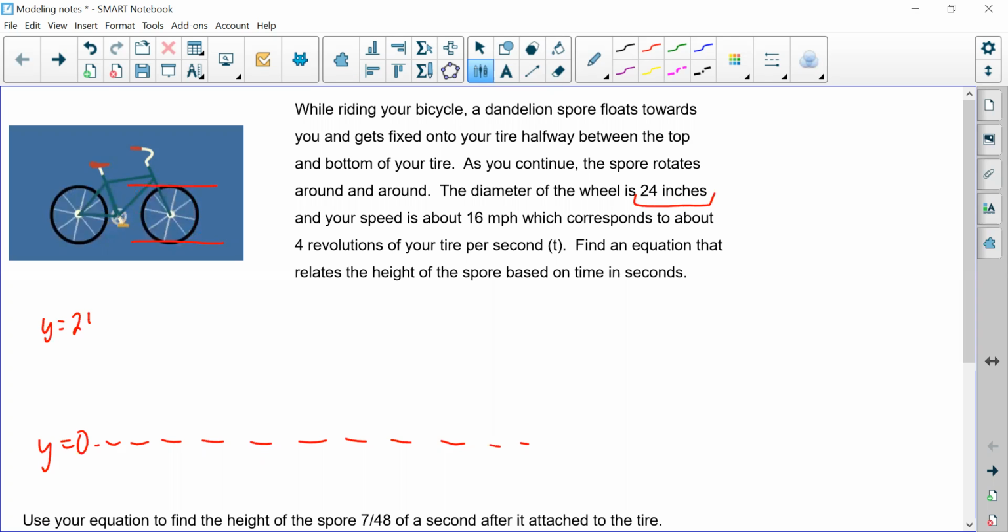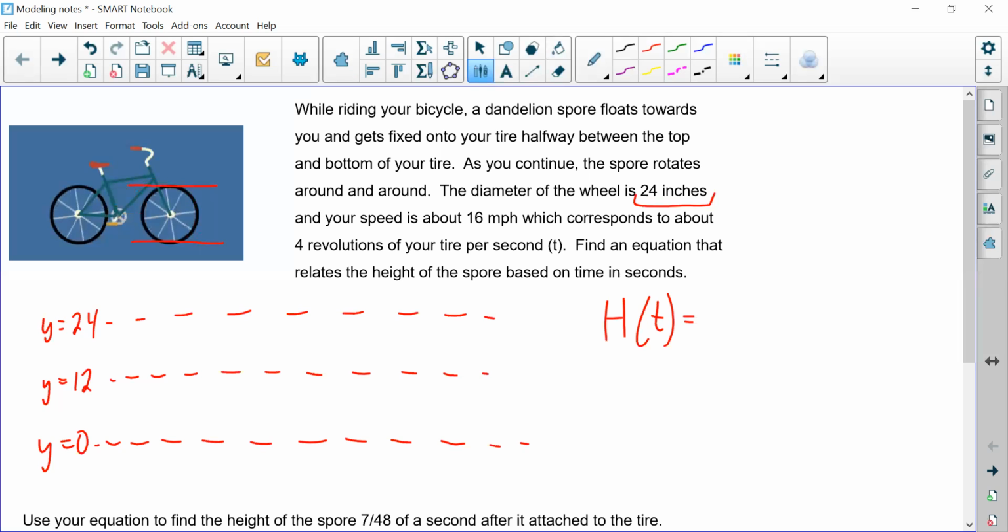So 24. Now, since I know my max and my min range values, I can figure out my midline. Whatever y value is right in the middle, and that is 12. So my midline is 12. So when I write my function, it's going to end in plus 12. And then since I know my midline, I must know my amplitude. How far from the midline to the top, how far from the midline to the bottom, that's also 12. So my amplitude is 12, but right now I'm not sure if it's going to be positive 12 or negative 12. So let's continue drawing.